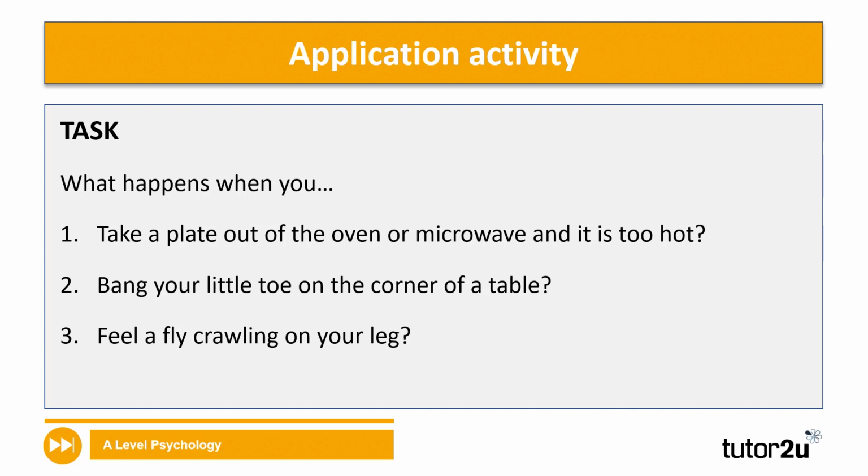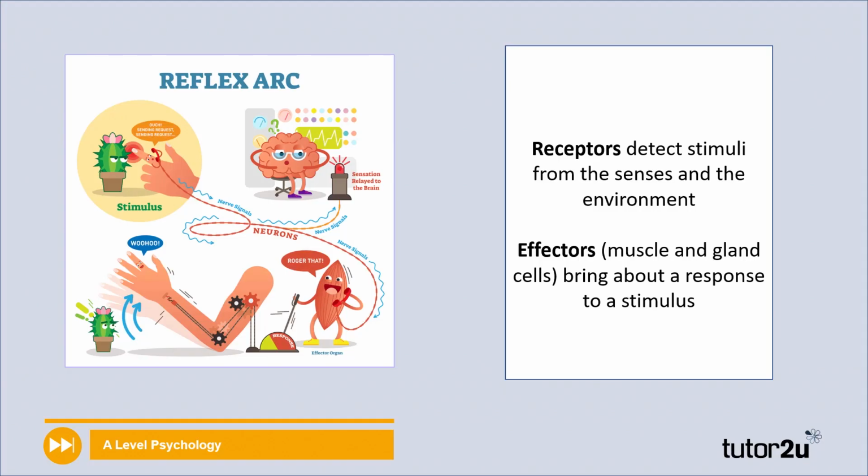So when you bang your little toe on the corner of a table, you may find that you reactively grab your toe. This is a response to the pain detected by the receptors and the muscular effects in terms of the effectors. So we can see the receptors detect and the effectors respond. So there are two new key terms to talk about in terms of the somatic nervous system.